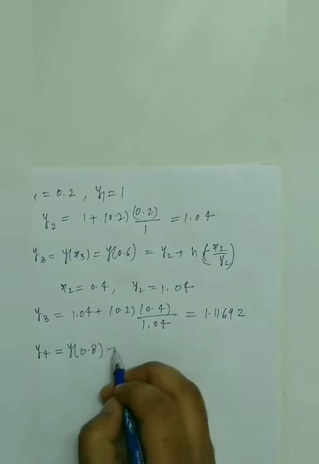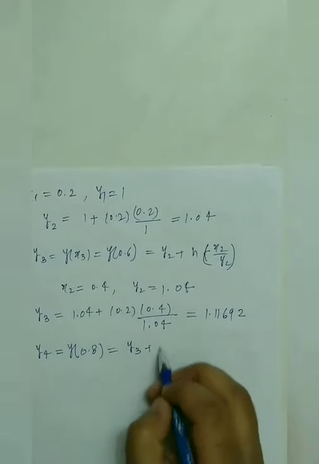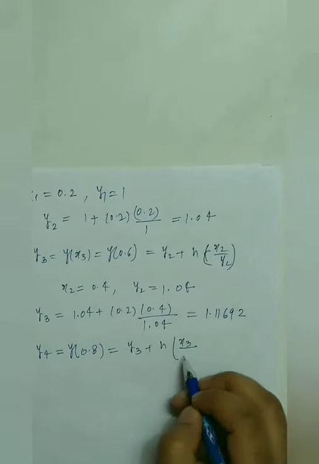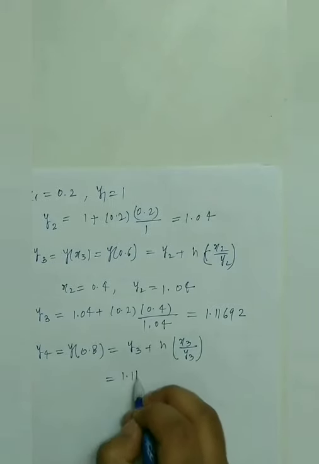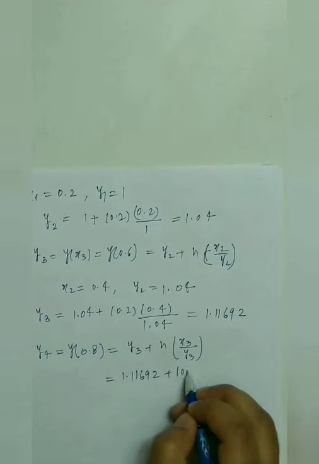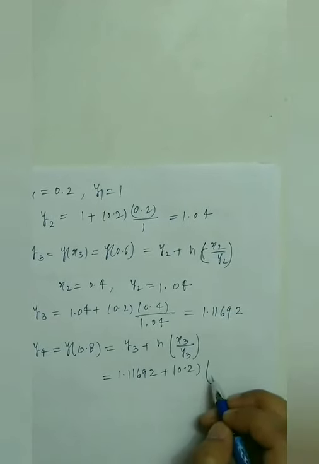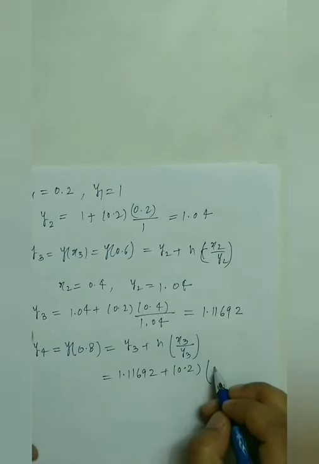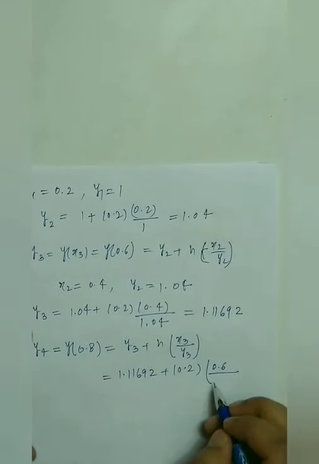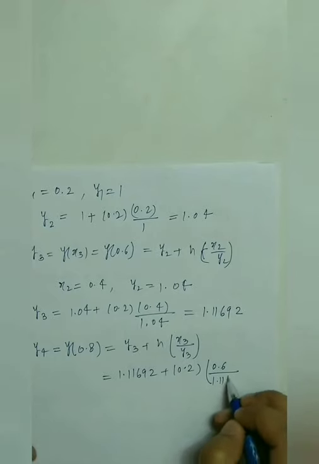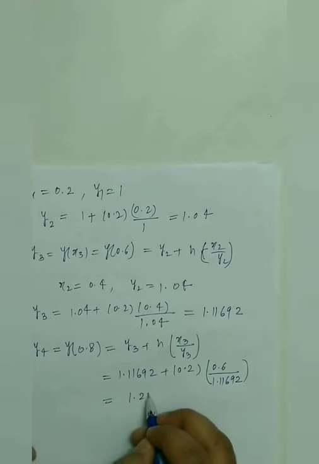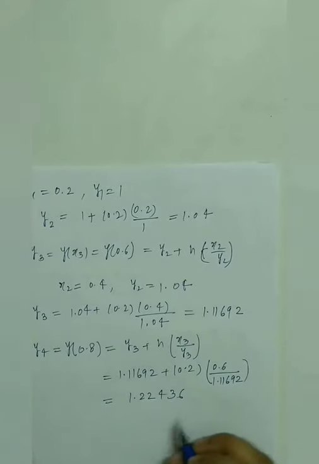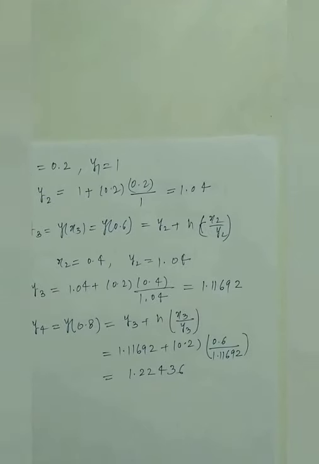Similarly, we will find y4, that is y at 0.8. This will be equal to y3 plus h times x3 upon y3. So y3 is 1.11692, plus h, which is already 0.2, x3 will be 0.6, upon y3, which is 1.11692. After solving we get 1.22436.